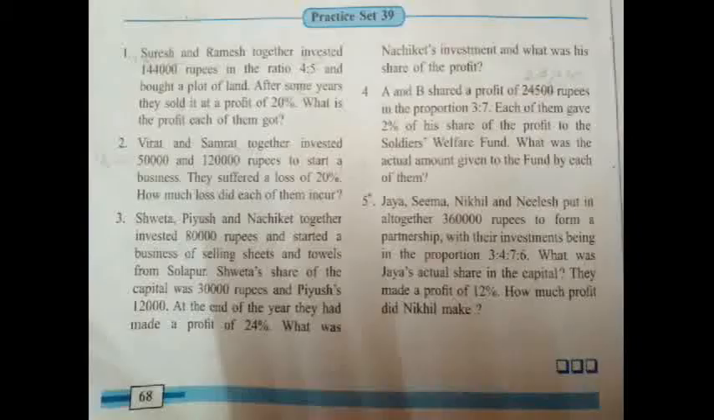We will begin practice set 39 on textbook page number 68. This practice set is about solving partnership word problem sums. First one: Suresh and Ramesh together invested 1,44,000 rupees in the ratio 4:5 and bought a plot of land. After some years, they sold it at a profit of 20%. What is the profit each of them got?